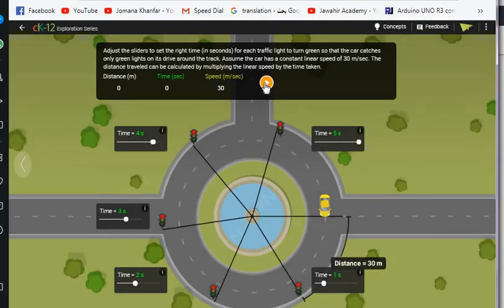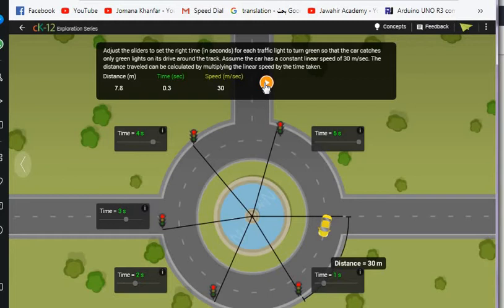Now, the car here needs 6 seconds to complete the cycle. This is 1, 2, 3, 4, 5, and 6. So the period of its motion is 6 seconds because it needs 6 seconds to complete the cycle.